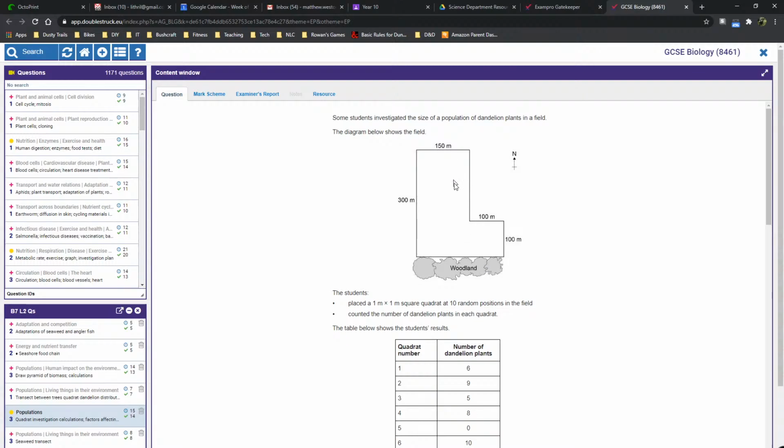The big part is actually working out which rectangle or square you're going to do. The other way you could do it is to do 150 by 300 and then a 100 by 100 square. And then you would add those areas together to get the total area of this field. If you then multiply that by the average number of dandelions, you would get an estimate of the number of dandelions on the whole field.